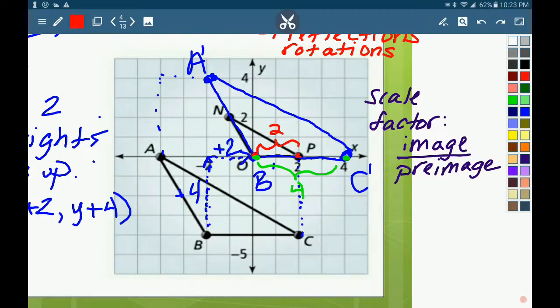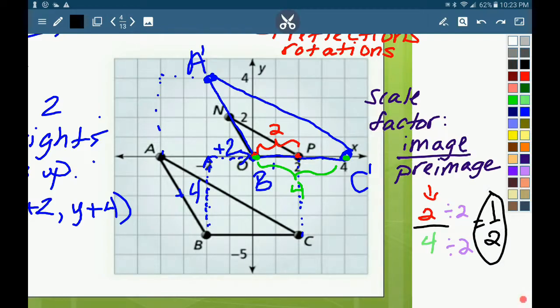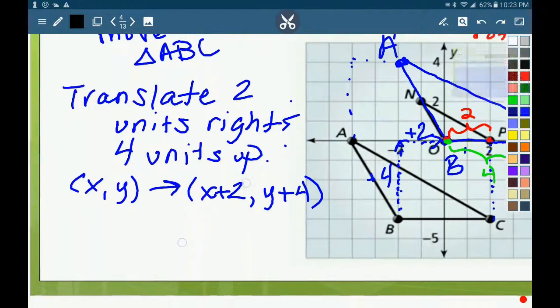So I really want to do 2 divided by 4, which when we reduce, both 2 and 4 are divisible by 2, which means this ratio becomes 1/2. So I want to dilate with a scale factor of 1/2. I want to make the blue triangle, A prime, B prime, C prime, to be half the size. So that's what I'm going to write in my description.